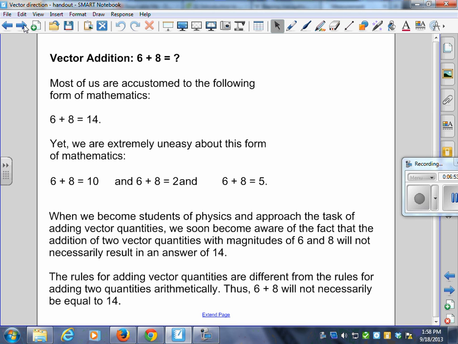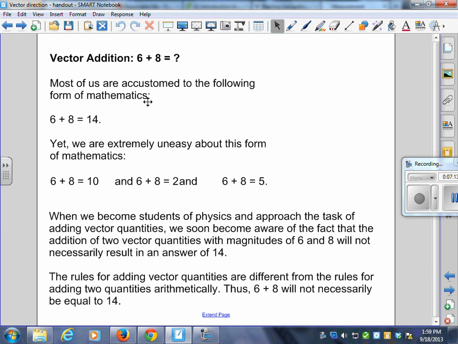Theron, 6 plus 8? Sometimes. Most of us are accustomed to the following form of math, where Theron says 6 plus 8 is 14. But if I said, no, Theron, sorry, 6 plus 8 is equal to 10, 2, and 5, and any other number in between, you'd probably shake your head and wonder what he's talking about.